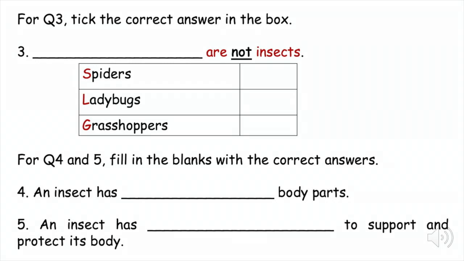Question 3. For question 3, tick the correct answer in the box. Blank is not an insect. So earlier on, we saw a list of animals that are insects, so you need to decide which one is not an insect. For questions 4 and 5, fill in the blanks with the correct answers. Question 4, an insect has blank body parts. Question 5. An insect has blank to support and protect its body.